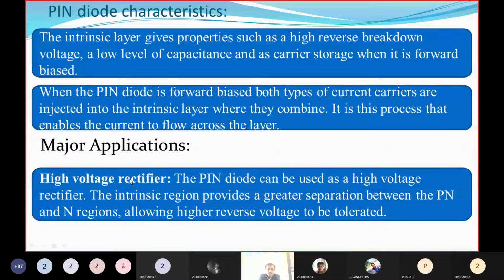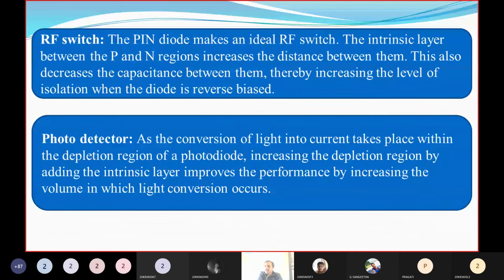Now, the major applications. First, high voltage rectifier. We can use the PIN diode as a high voltage rectifier, because the intrinsic region provides greater separation between the p and n regions, allowing higher voltage to be tolerated. Because of that large separation between the p and n regions, it will be used in high reverse voltage applications. That's why it is used as a high voltage rectifier.